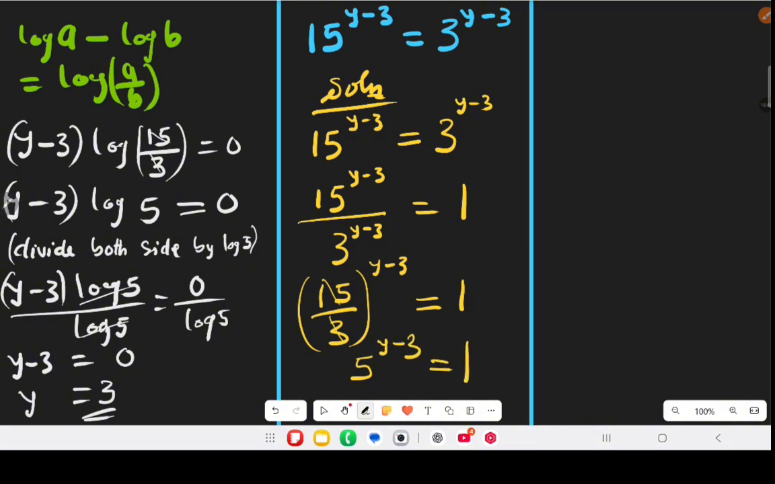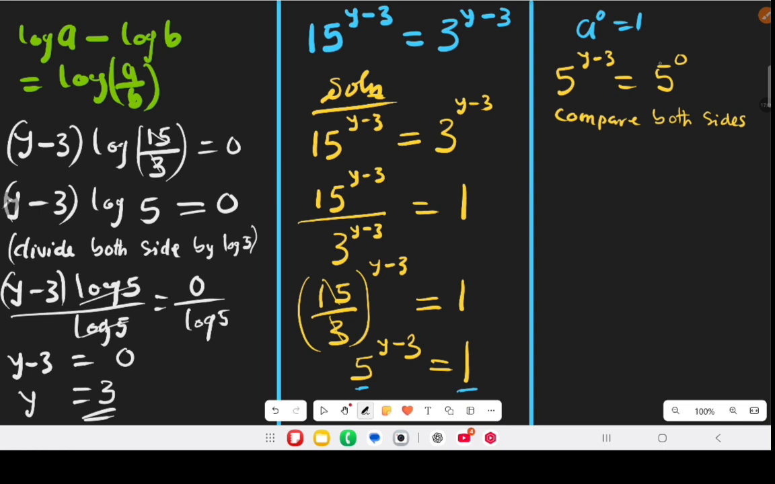At this point, we have another law of indices that states that whenever we have a raised to the power of 0 is equal to 1. Now, what we do, we have to express this one in base 5. That is 5 raised to the power of y minus 3 equal to 5 raised to the power of 0, because 5 raised to the power of 0 will give you 1. Then we compare both sides.